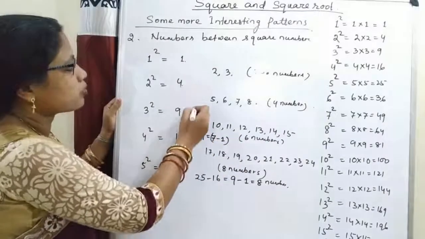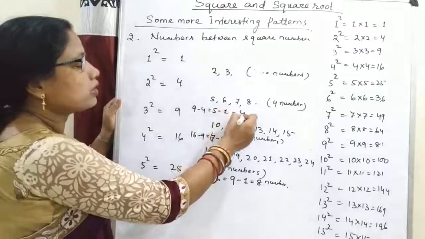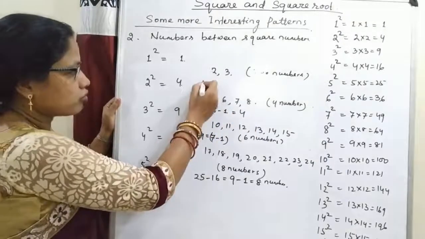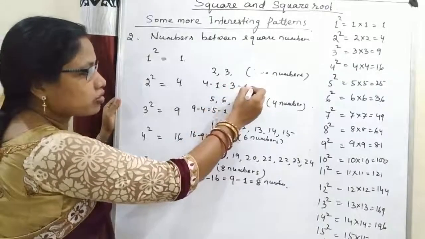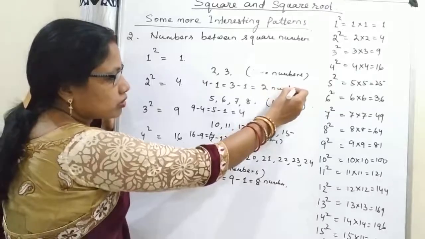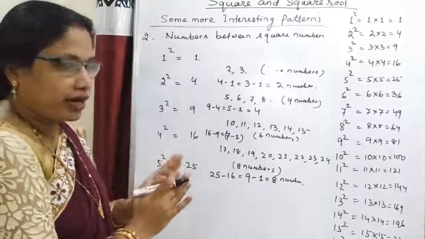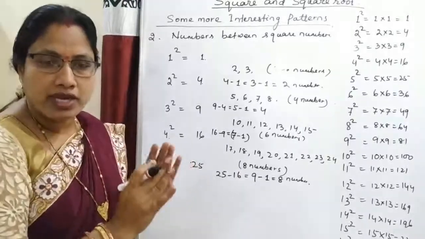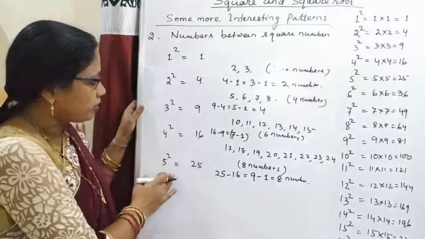Here 9 minus 4 is equal to 5. So 5 minus 1 is equal to 4 numbers. So 4 minus 1 is equal to 3. So 3 minus 1 is equal to 2 numbers. So there is a pattern. If we are going to find how many numbers are there in between the squares of two consecutive numbers.